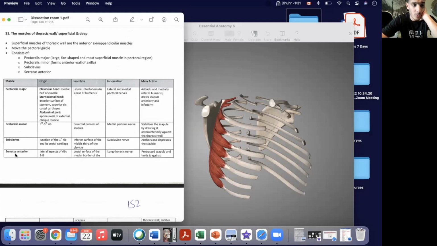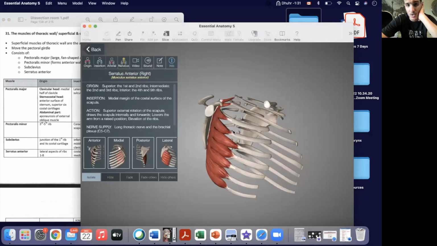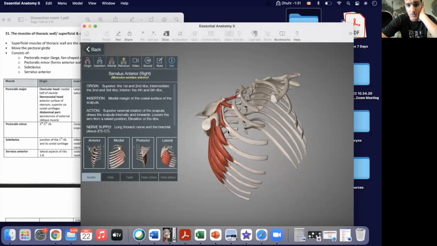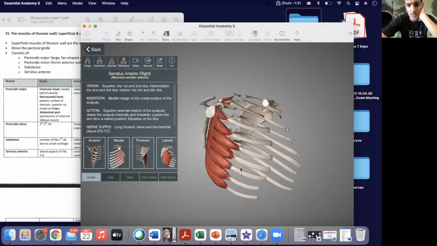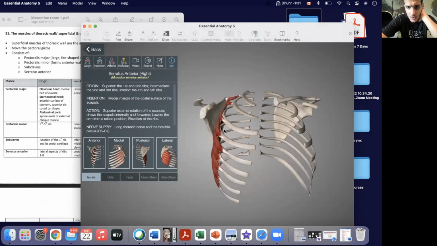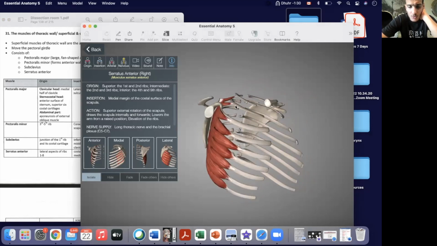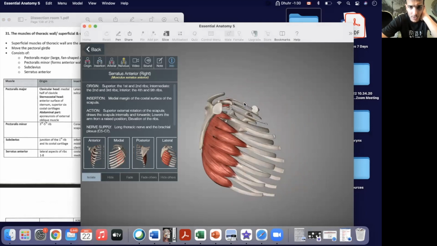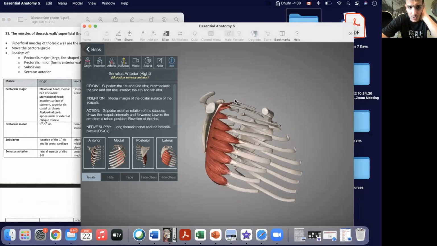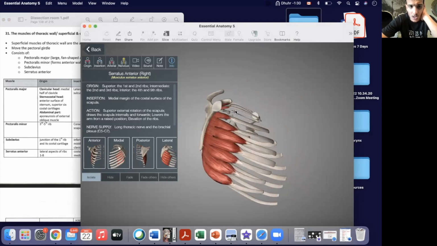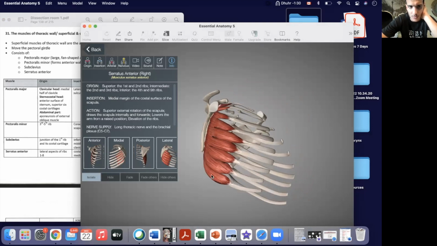It originates from the lateral aspects of the ribs 1 to 8. So you have rib number 1, 2, 3, 4, 5, 6, 7. Oh, sorry, that's not it. The serratus anterior starts from here. It basically originates from the lateral aspects of the first 8 ribs. Also the ninth is involved right here. The first and second ribs, intermediate, the second and third ribs, inferior, the fourth and the ninth ribs.